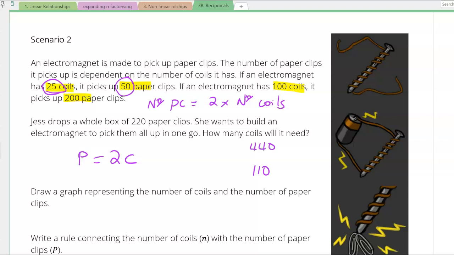So if I had 1 coil, I could pick up 2 paper clips. So going back down to 1 is helpful. So if I had 1 coil, that picks up 50 divided by 25, which is 2 paper clips. So a bit like the maths book question. That constant 2 has a nice link to it because it tells you that the number of paper clips is double the number of coils, essentially, the number of paper clips that's picked up.